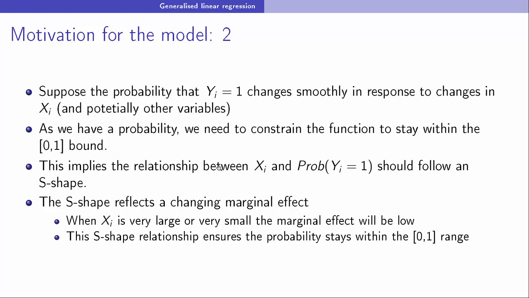My second motivation is something like this. Suppose the probability of the event changes smoothly in response to an x variable, and that's really what we're saying in our model, that there's a relationship between the explanatory variable and the dependent variable. Let's say that our dependent variable is a probability. If we're talking in probabilities, we want to constrain the function so that it stays between 0 and 1.